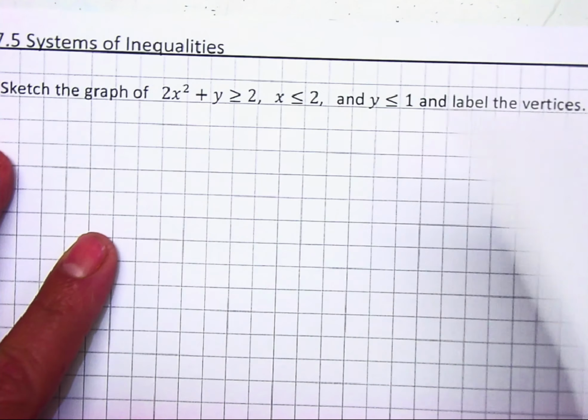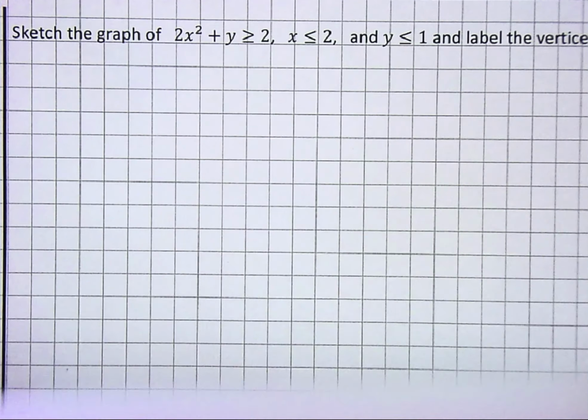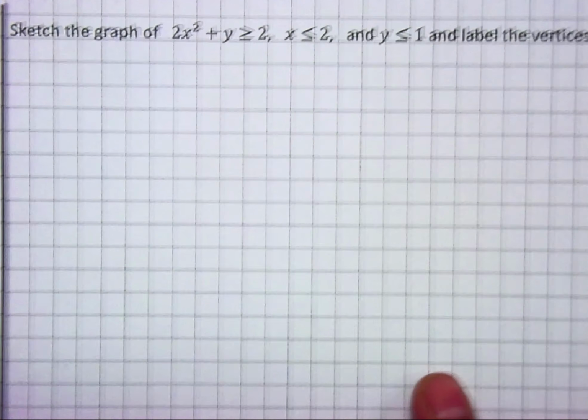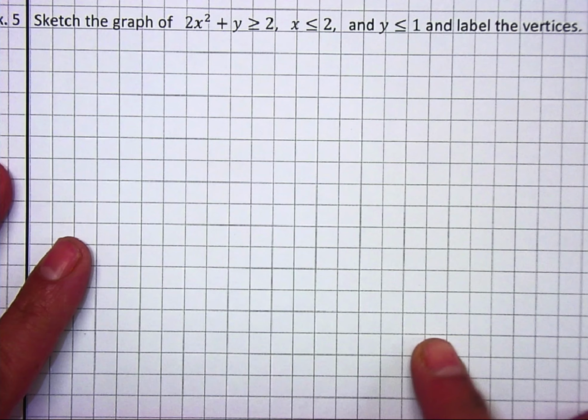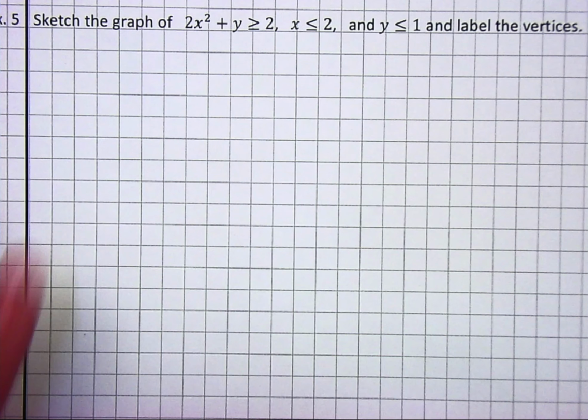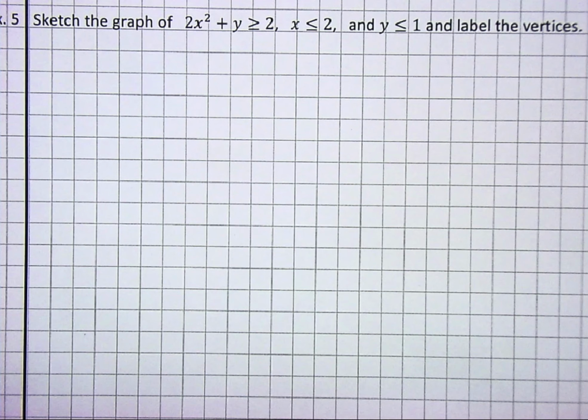Example number 5. Now remember that I did skip a few examples from the textbook just because they're very simple, but you might want to go through and read through them. I'm going to create a 5 by 5 graph.